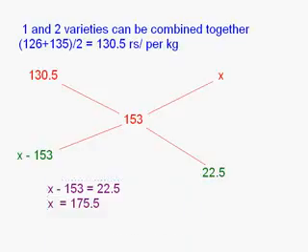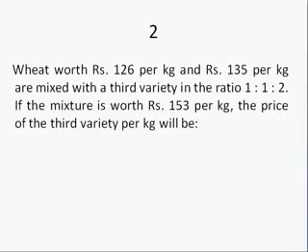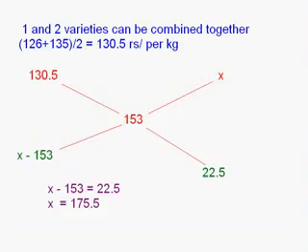That's the solution. Understood? So what we did in this problem, we had three quantities, but the first two quantities were in ratio 1:1. So we took the average of these two quantities to create a new quantity. Now we have only two quantities: the one we calculated as 127.5, and the other one is x, which is required to be found out, and the mixture is 153, right? Now we need to find out the price of the third variety. That means we need to find out the value of x, right? So we can create the allegation chart and find it out.